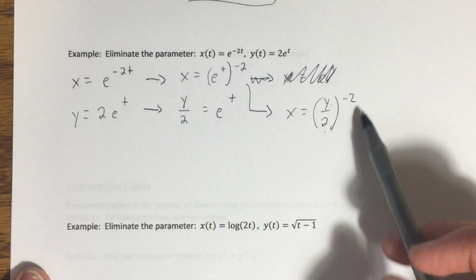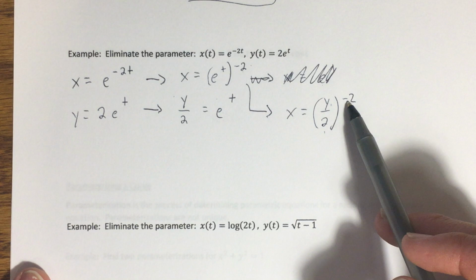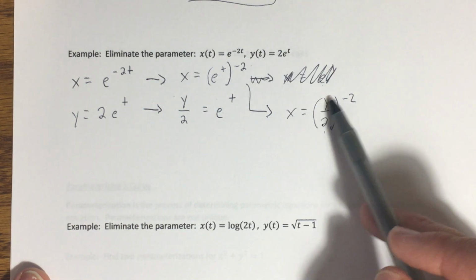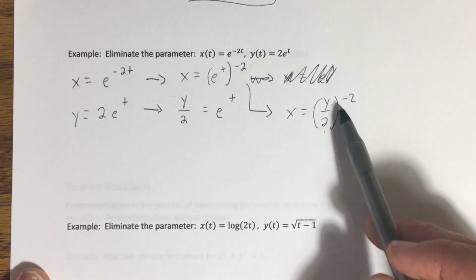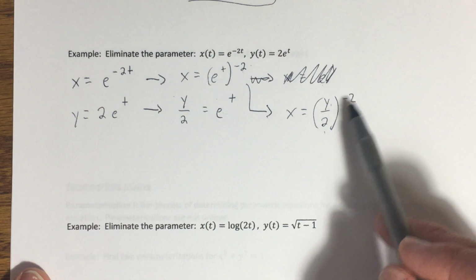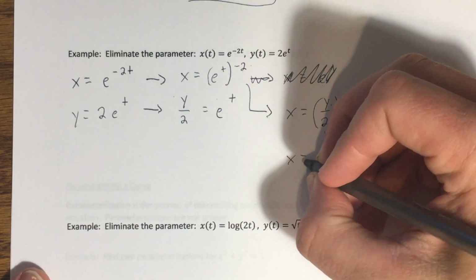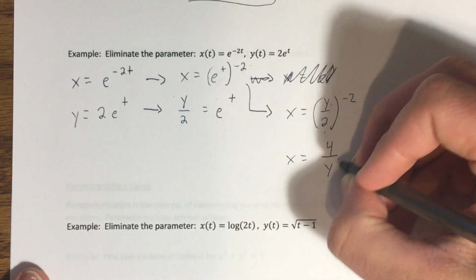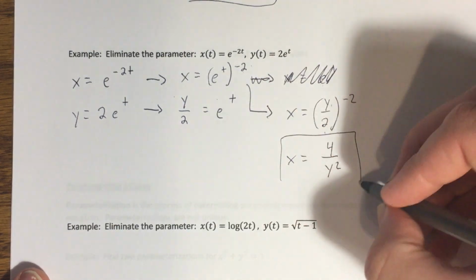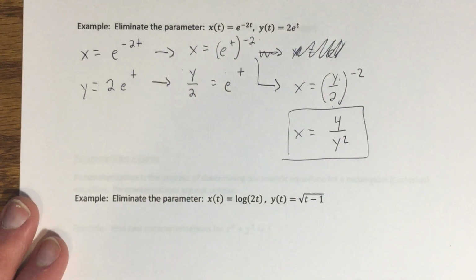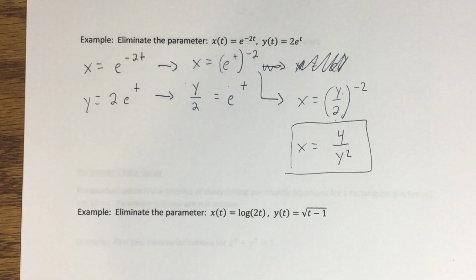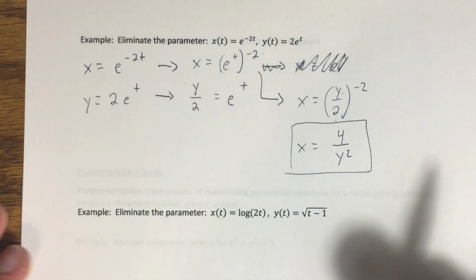Now I'm just going to simplify this. Remember, a negative exponent, its purpose is to take the reciprocal of the base. So the reciprocal of this would be 2 over y, and then I would square that. So x can be written as 4 over y squared. Okay? Eliminated the parameter. Parameter is no longer present there.